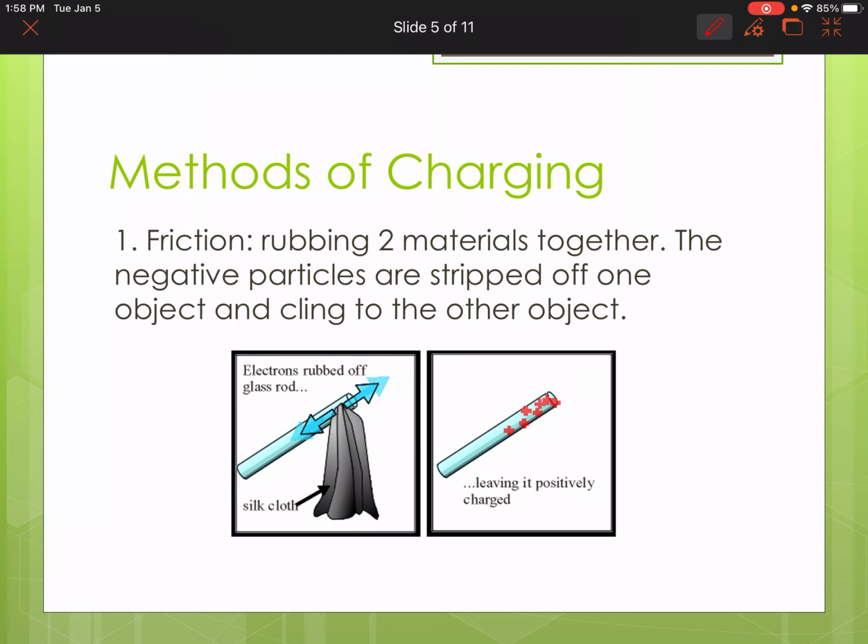Now, we've got methods of charging here. The first type of charging method that we're going to go through is friction. This is when we just rub two materials together. The negative particles are stripped off of one object and cling to the other object. You can sketch this diagram here. If you have a glass rod, for example, and you rub it with a silk cloth, you end up ripping off electrons from that glass rod and leaving that glass rod positively charged because you've taken the electrons away, okay? So that's how that works.